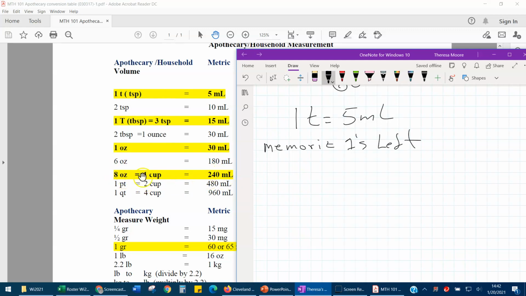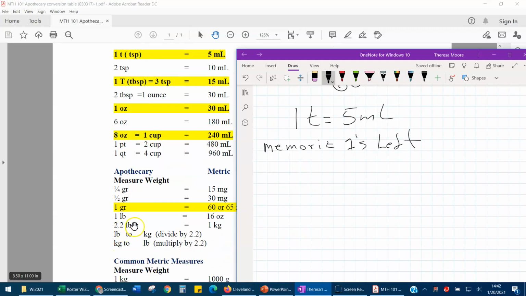So there's actually 2 conversions, 2 equivalencies here. 1 cup equals 8 ounces. 1 cup equals 240 milliliters. So this pound kilogram, I would memorize it as 1 kilogram equals 2.2 pounds.